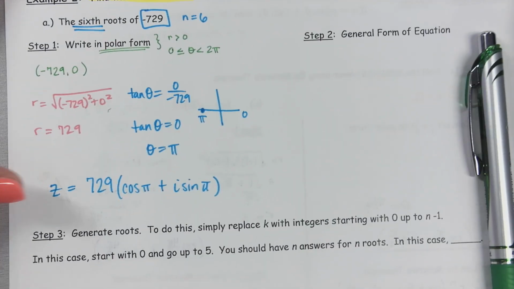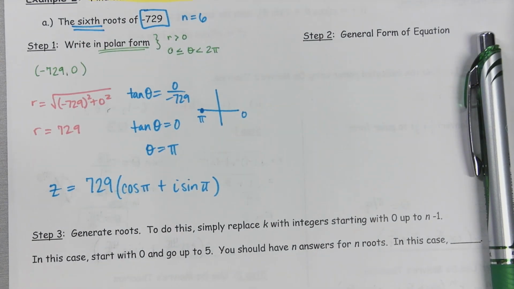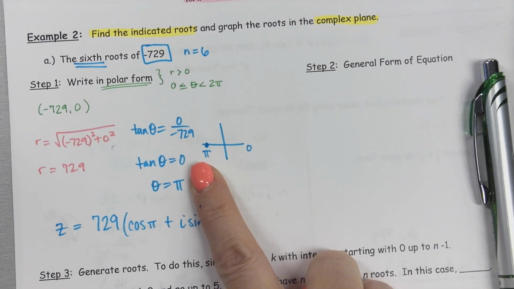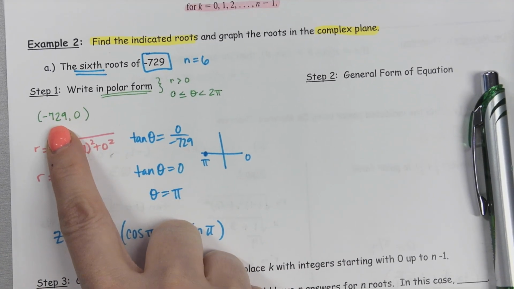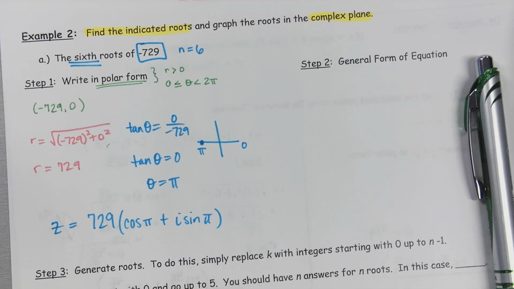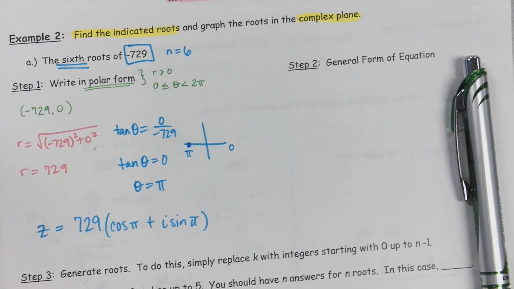All right, so you guys can check yours with mine. R is 729. Again, it has to be positive. Remember, if this is squared, the square root is undoing that, and you're taking the positive form. When tangent is 0, you have to decide, is it 0 or pi? It's all based on where this point is. If it's negative, it's on the left side, that's going to be pi. So then you have your polar form.